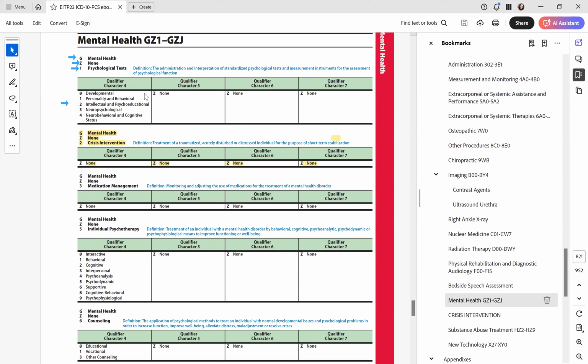And then we get over into the qualifier. There's none. There's no qualifier for the 6th character, and there's no qualifier for the 7th. Don't be alarmed if the last 3 characters of the codes in this chapter are all Z, Z, Z.